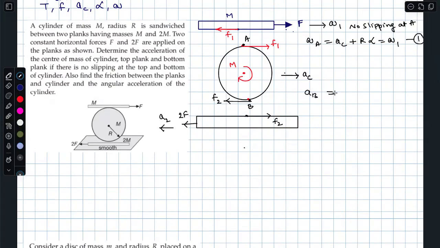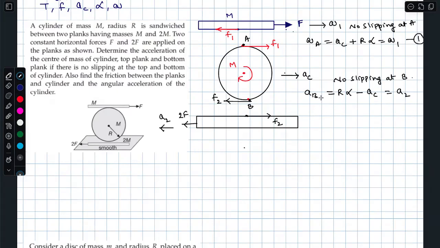Now, similarly, take the B. Acceleration of B is nothing but R alpha minus AC, which is the same as A2. Why? No slipping at B. No slipping at B. Right? I don't think any problem till now.